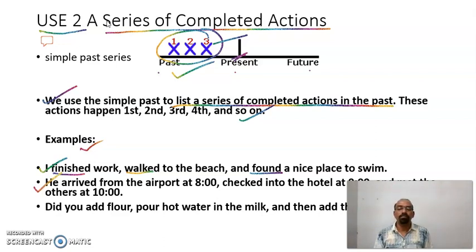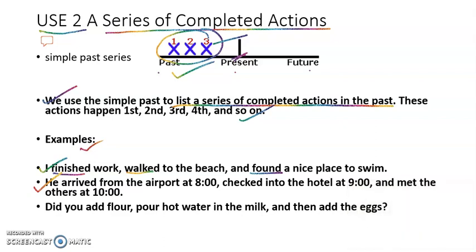Second sentence. He arrived from the airport at 8, checked in the hotel at 9 and met others at 10. So here also we can see that he arrived, checked into the hotel and met. These are all actions in the past and it is a series of actions.